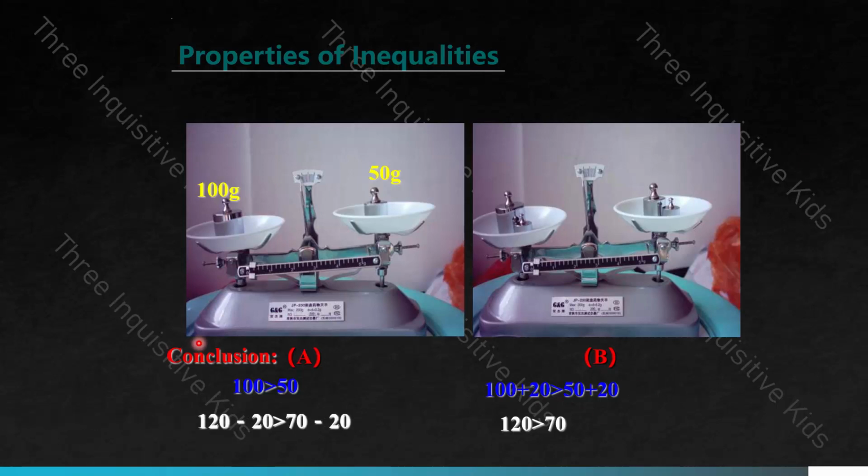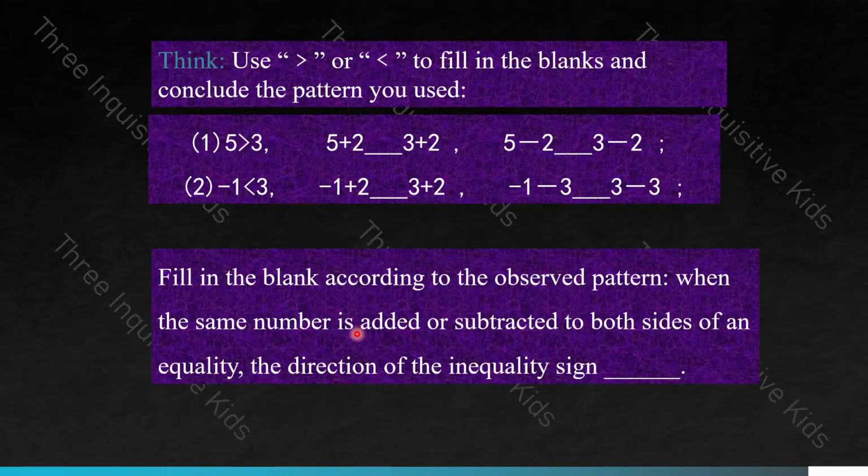Another way we can think about it is if we start off with 120 is greater than 70, we can subtract 20 from both sides of the inequality in order to get 100 is greater than 50. Think. Use the greater or less than sign to fill in the blanks and conclude the pattern you used. Now I want you to pause the video and fill in the blanks on your own.